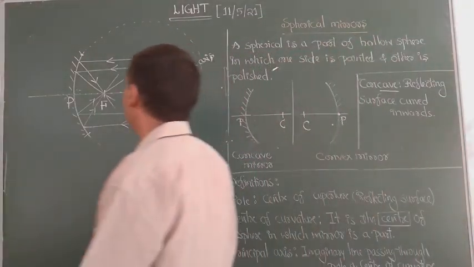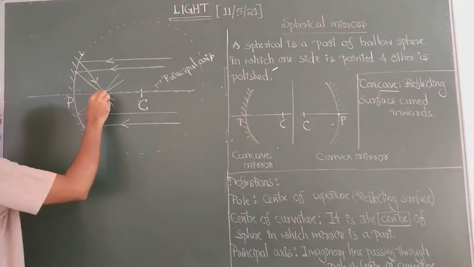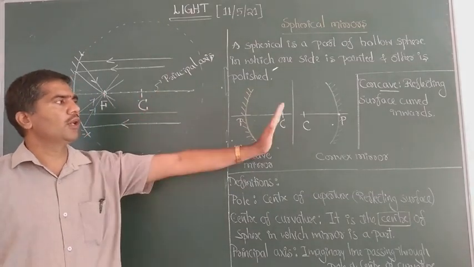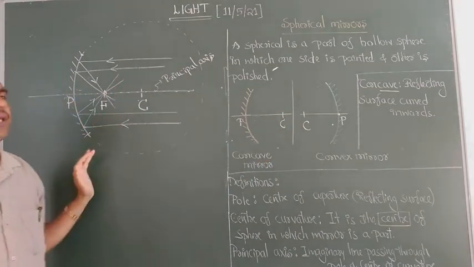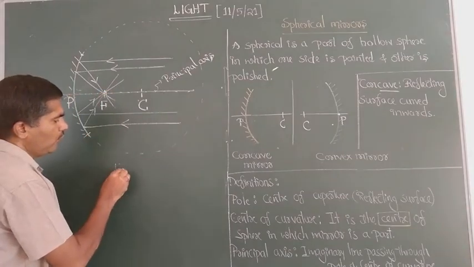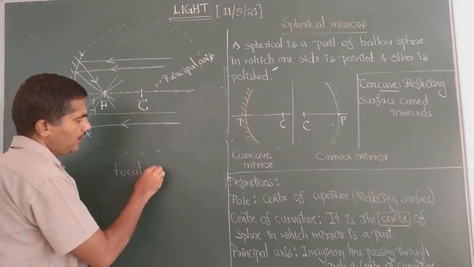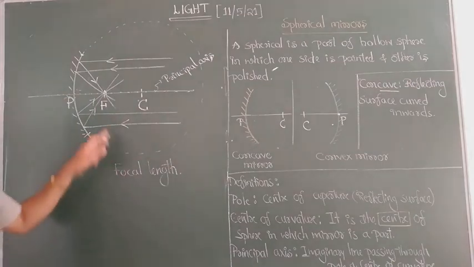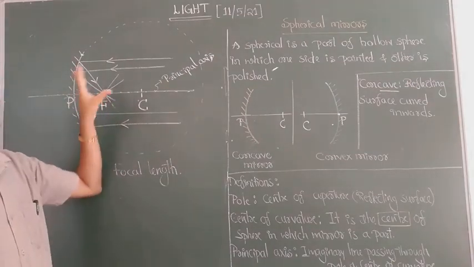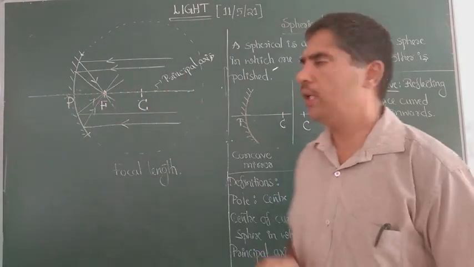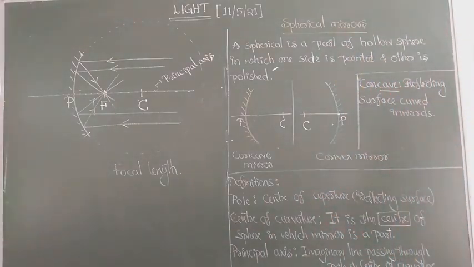So focus is a point on principal axis where all the parallel light rays coming from distant object meet after reflection. For convex mirror we will discuss later. Next, now the distance between the focus and the pole is called as focal length. So focal length is the distance between the pole and focus. Focus is a point on principal axis where all the parallel light rays coming from distant object converge or meet after reflection.